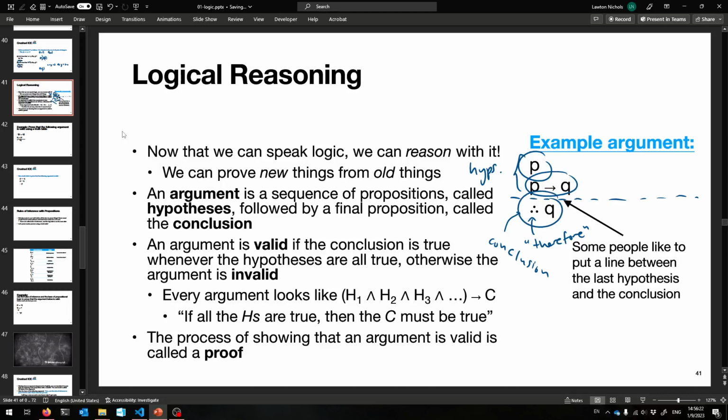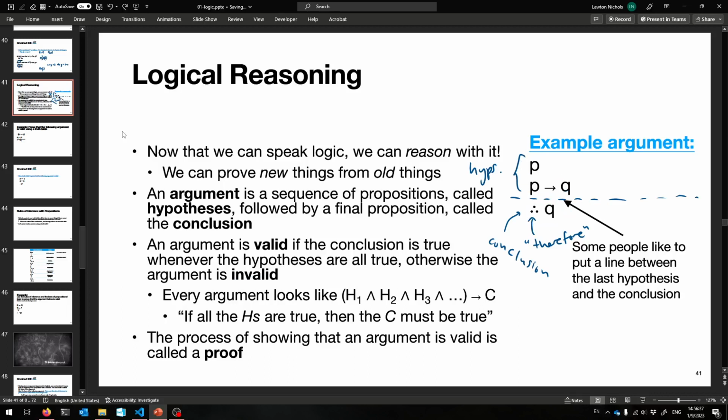It must always be the case that Q is true. That's a valid argument. Under those assumptions, the conclusion is always true. Otherwise, we say it's an invalid argument. So secretly, it's like, all right, assume this, and they better lead to this.